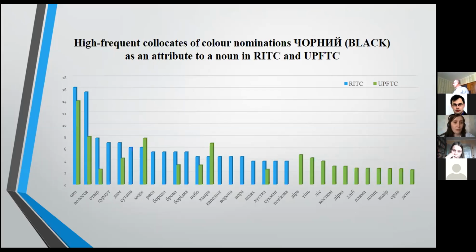Meanwhile, the words сурдут, сутана, бурітка, капелюх, ворона, нора, шлях, сукман, пов'язка are high frequent in Roman Ivanychuk text corpus, but they were not retrieved on the list of 20 high frequent collocates among color nomination under study in Ukrainian prose fiction.